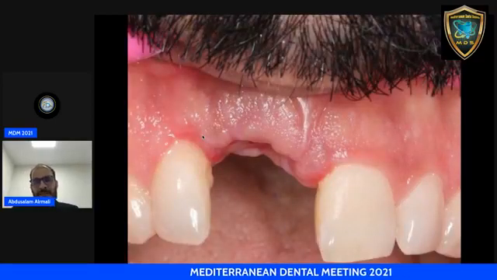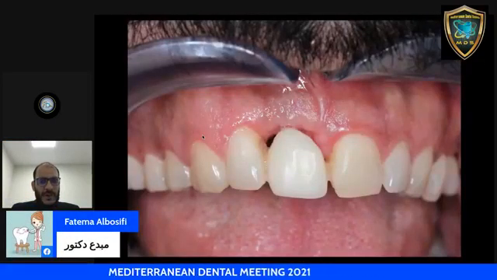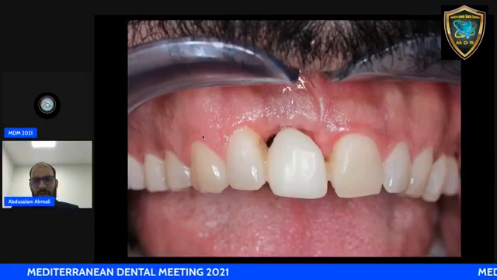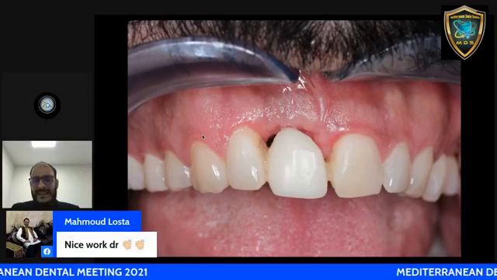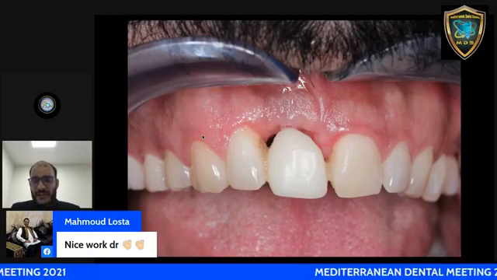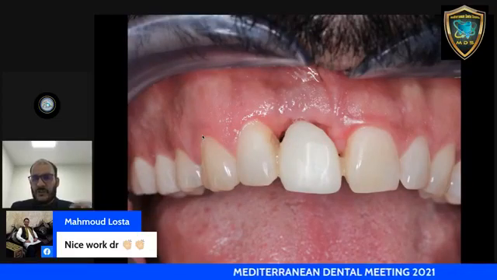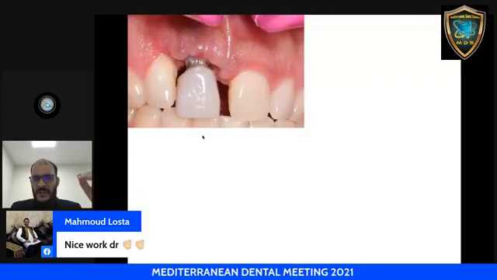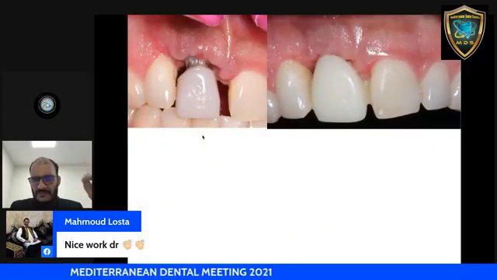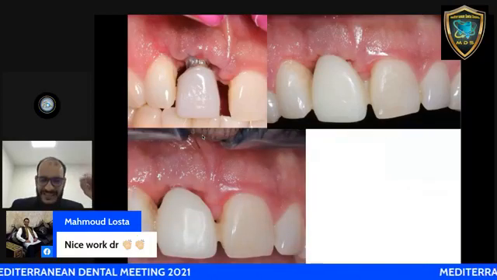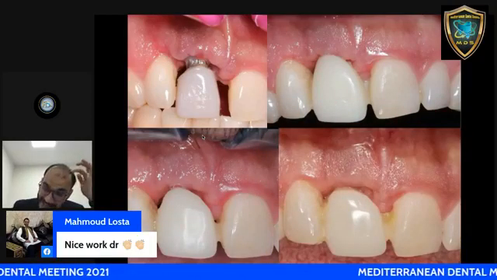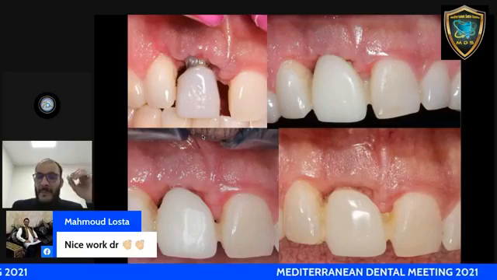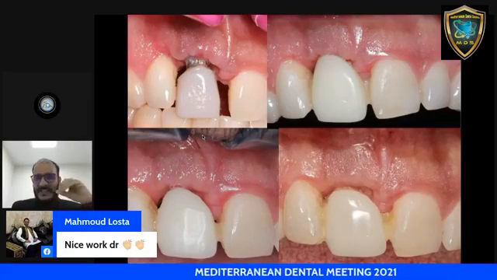This is the CBCT. And this is the same patient after 1 week. This is the same patient after we delivered the temporary acrylic Maryland bridge and tried to open the embrasures. This is the first, before we do anything. This is after 1 month, this is after 3 months, and this is after 6 months. We keep the Maryland bridge until 6 months.